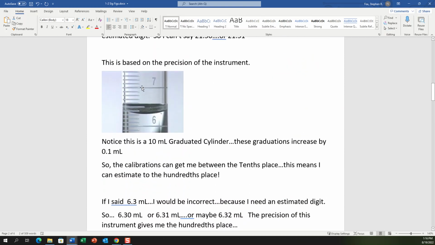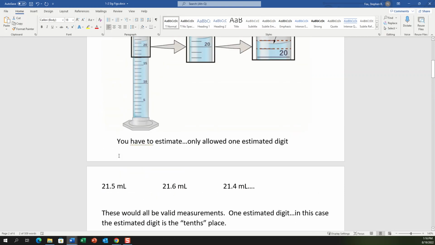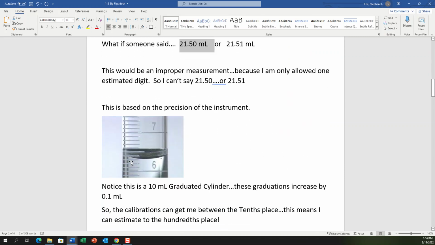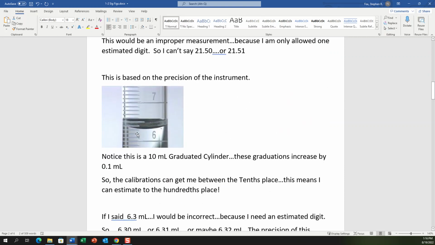Now, this is a 10 milliliter graduated cylinder, and if you look at these graduations, this big line right here, that's 6 and that's 7. So we've got all these tick marks in between. Notice that each one of these marks represents 0.1 milliliters. If we went back up here, each one of the smallest marks represented 1, but each of these represents 0.1. So the calibrations of this graduated cylinder give me the tenths place. So that means I have to estimate to the hundredths place.